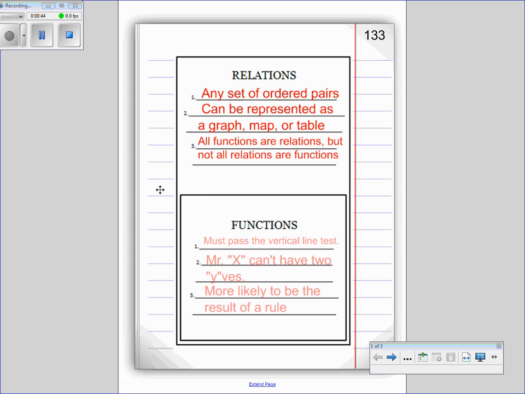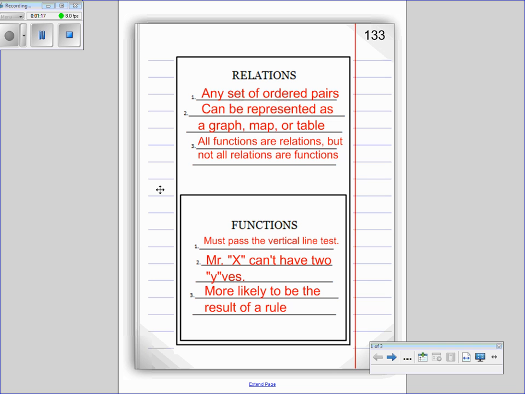Functions must pass the vertical line test. What that means is, and you'll see it in a minute, if it's a function and we plot it on the coordinate plane and we pass a vertical line over it, the vertical line can't touch 2 points at the same time. And a vertical line, remember, means an up and down line. If it touches 2 points at the same time, it's not a function. It's still a relation because a relation is any set of ordered pairs. But a function is a special set that passes the vertical line test.